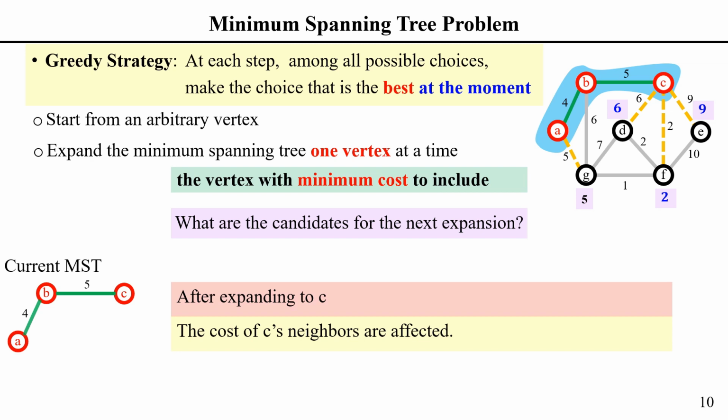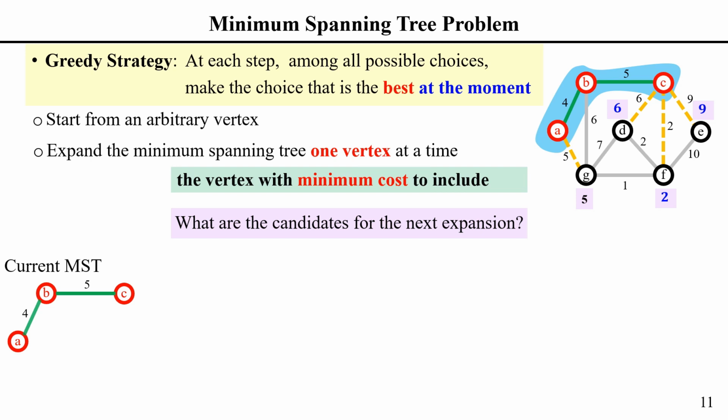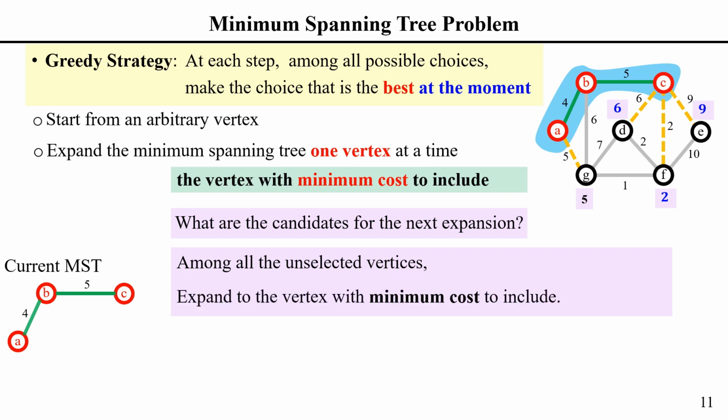So we finished the current round, we expanded to vertex C, and we updated the cost of its neighbors if needed. In the next round, we just repeat this procedure. Among all the unselected vertices, which are our candidates, we expand to the one with the minimum cost to include. Which is the one we expand to this time? It's F with the cost of 2. And again, with this new membership of F in the current minimum spanning tree, the cost of its neighbors are affected.